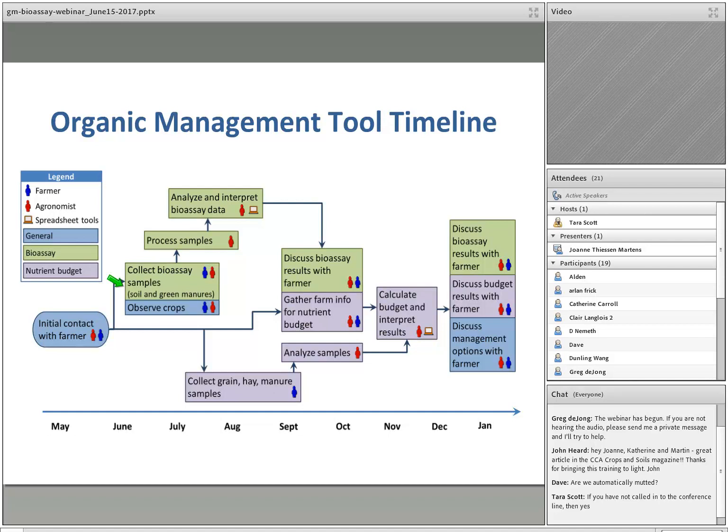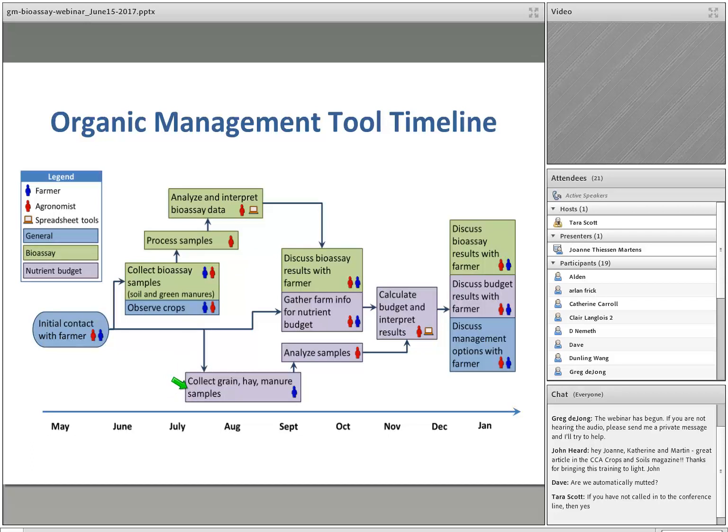And we'll talk about all these steps in just a moment, but there is some sample collection that happens fairly early in the year because it needs to be at the peak of green manure growth. And so this is a tool that you can have the data back by early fall, maybe even late summer, and be ready to discuss the results with the farmer fairly early on. And it is important to discuss those results as soon as possible with the farmer because they may actually wish to take some action that fall in terms of perhaps applying manure or sourcing some other input.